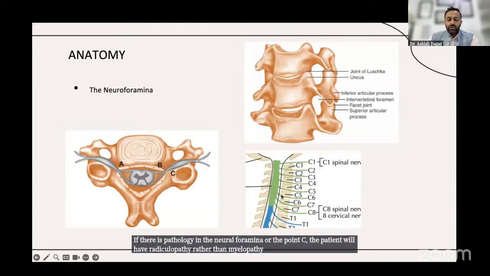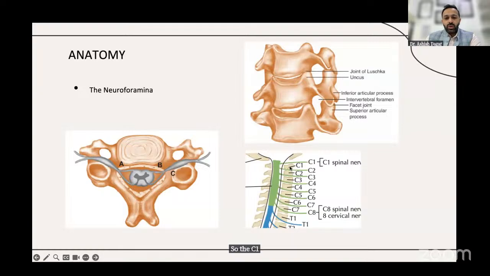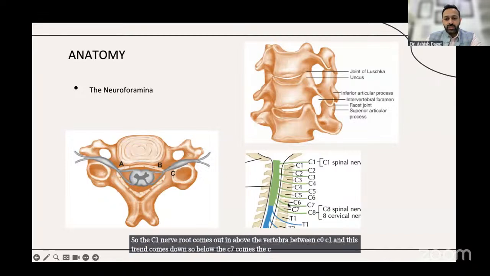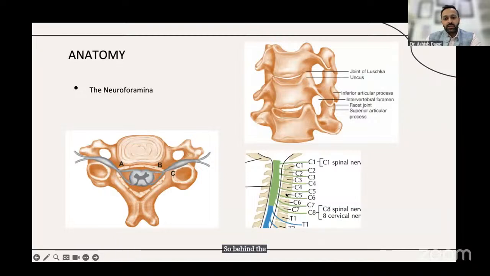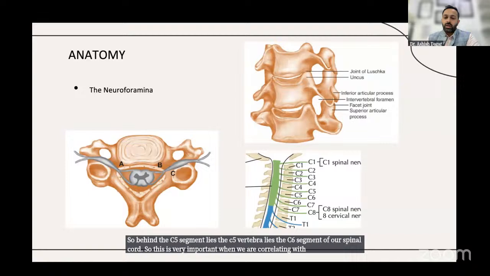Now coming to the nerve roots or the spinal segments. As we discussed, there are only 7 vertebrae, but the nerve roots are 8. So the C1 nerve root comes out above the C1 vertebra, between C0 and C1, and this trend continues down. So below the C7 comes the C8, below C6 comes the C7 nerve. So we have to add one. This is also true for the spinal cord segments. So behind the C5 vertebra lies the C6 segment of our spinal cord. This is very important when we are correlating clinical examination and radiological findings.